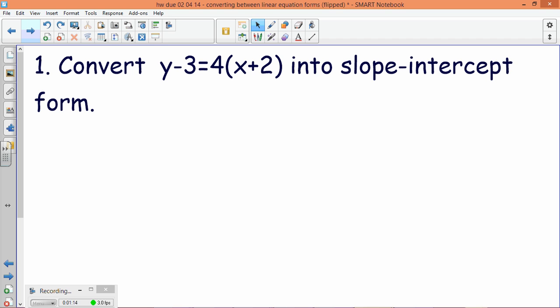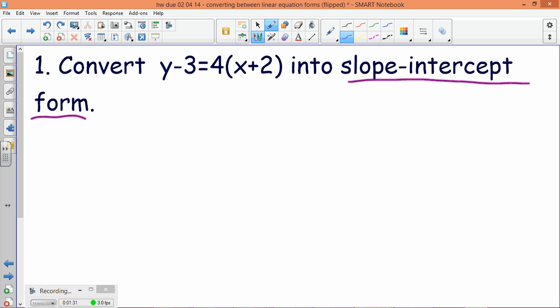All right, so for number 1, we want to convert this y minus 3 equals 4 times x plus 2 into slope-intercept form. Well, right now this is in point-slope form, which is an acceptable form, but remember how I told you that slope-intercept form is usually the best one. It gives us the most information. It's the easiest to use. So we want to transfer this into slope-intercept form.